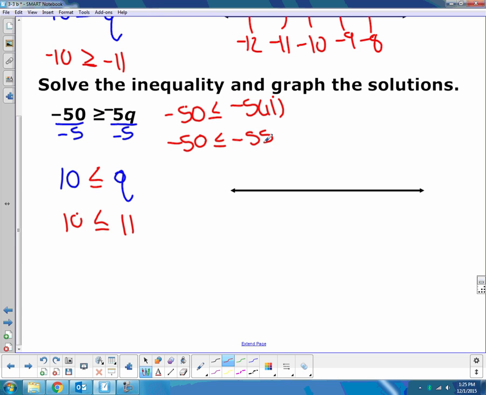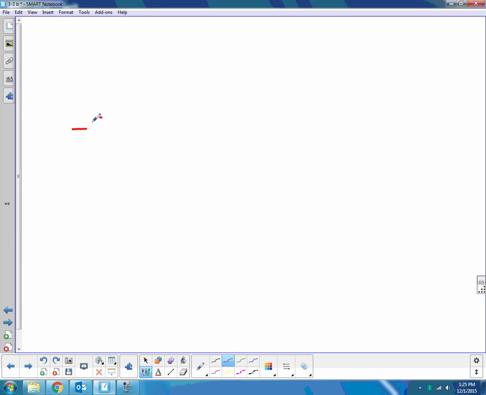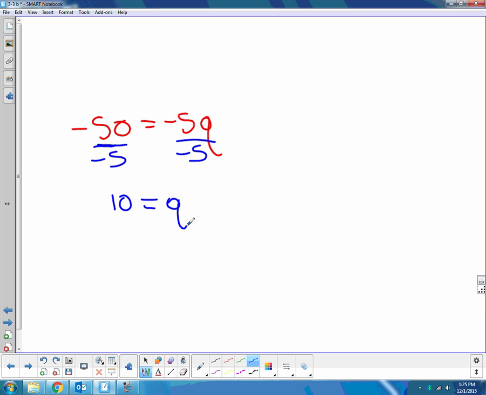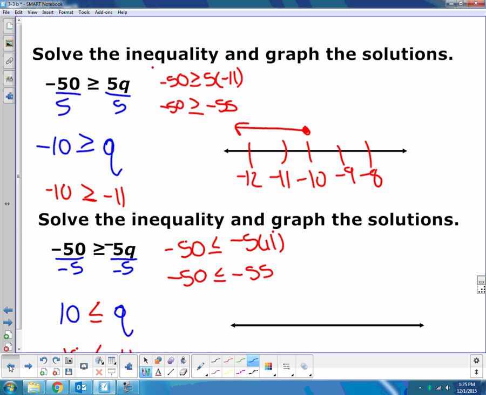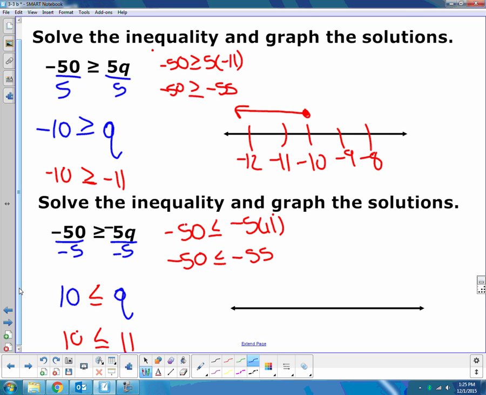And really, we've been doing this all along. It just didn't make a difference. When we had negative 50 equals negative 5q and we divided by negative 5, if you flip the equal sign around, you just end up with the equal sign all over again. We didn't notice it. But when we divide or multiply by a negative, we have to flip the symbol in between, because negatives are opposite of the positive. When we divide by a negative, we're really taking the opposite of everything. With an equal sign we didn't notice it, but with an inequality, all of a sudden it does make a difference.